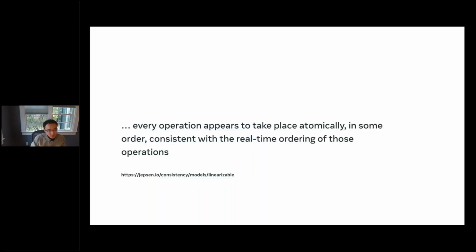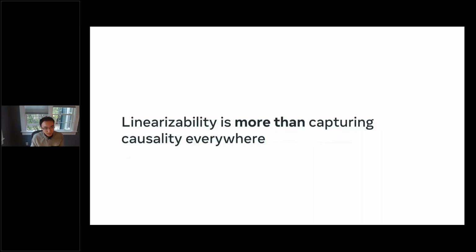By definition, loosely speaking, for a system to be linearizable means every single operation appears to take place atomically in some order, consistent with the real-time order of those operations. And there's a common misconception that linearizability is about capturing causality everywhere, not just read your write, but read everyone's write. That any type of causality that can be captured in the system is captured, and hence it's linearizable, which is not actually true.